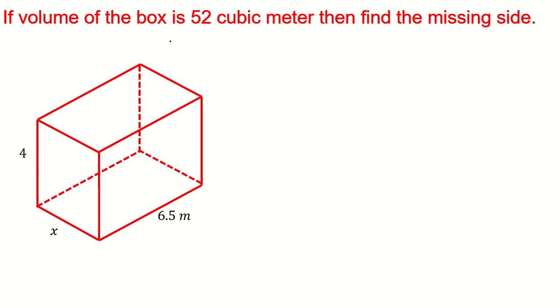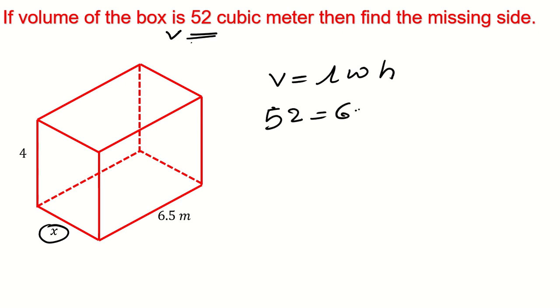Now here they say if the volume of the box is 52. Now you see volume is given, this is volume, okay, cubic meter. Then find the missing side. So width is missing here. So again write the formula here, length multiply width multiply height. So volume is 52, length is 6.5, width means we don't know, it is x, and height is 4.